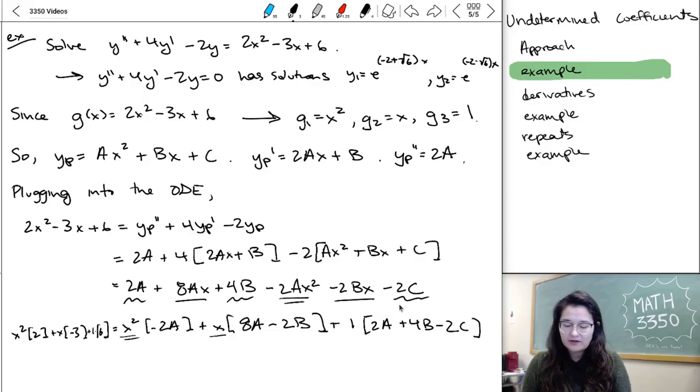And now what I'm going to do is set groups of coefficients that multiply the same types of functions equal to each other. So my x squared terms are going to end up equal to each other, x terms and constant terms. So that's going to give me a few equations on the next slide. So hit pause if you're still writing that last line for yourself.